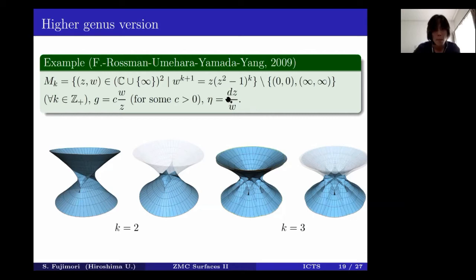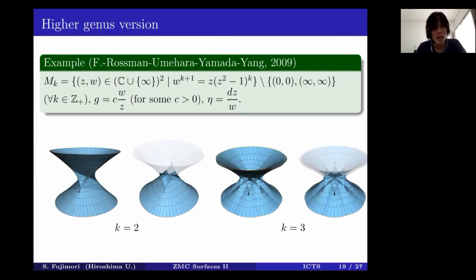So for any k, this gives a genus k catenoid. But unfortunately, in this case, the surface has a non-embedded end. So only the genus one case has embedded ends, but for genus greater than or equal to two, the surface has non-embedded ends.